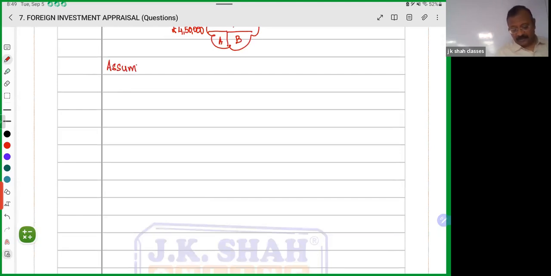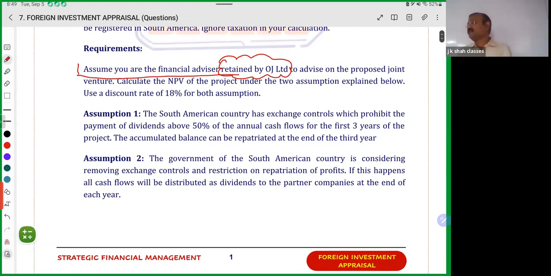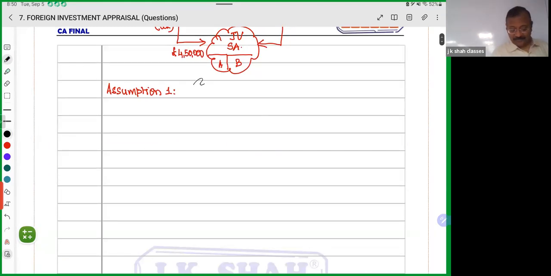Assumption 1. Now, what are they saying? They are saying that the South American country has got restrictions on foreign exchange, and that only 50% of the profits can be distributed. Now you'll say that means in year 1, if there is 100 rupee profit, only 50% can be distributed. Now you'll say, sir, what about the remaining 50% then? They're saying at the end of the third year. Okay, fine. So assumption 1, when only 50% can be repatriated.